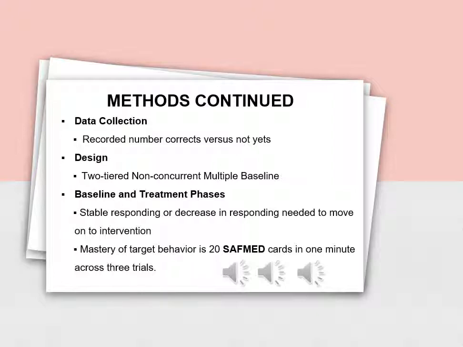Once these participants reached a stable level of responding or a decrease in the level of responding, intervention was implemented. Once Naomi and Alexandra reached 20 or more correct responses across 3 sessions, mastery criteria had been met, and the next participants in line were notified that they could start collecting data.